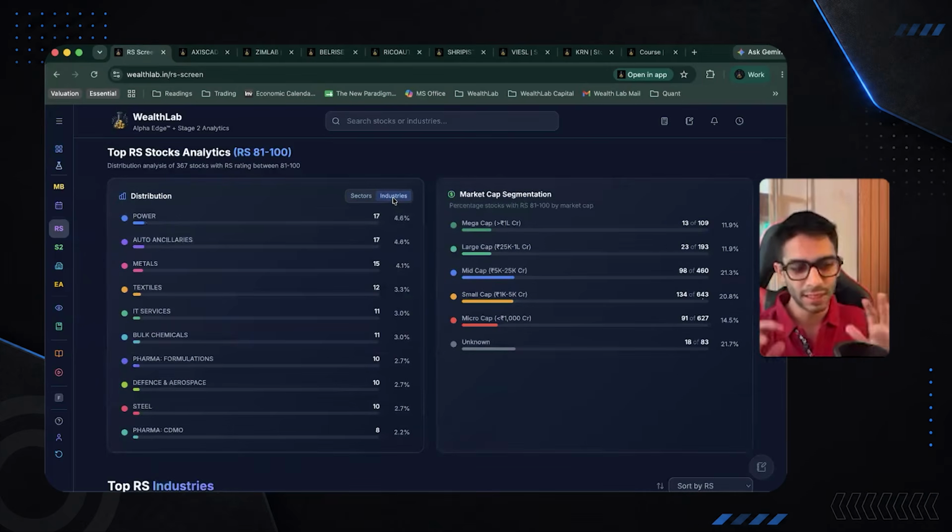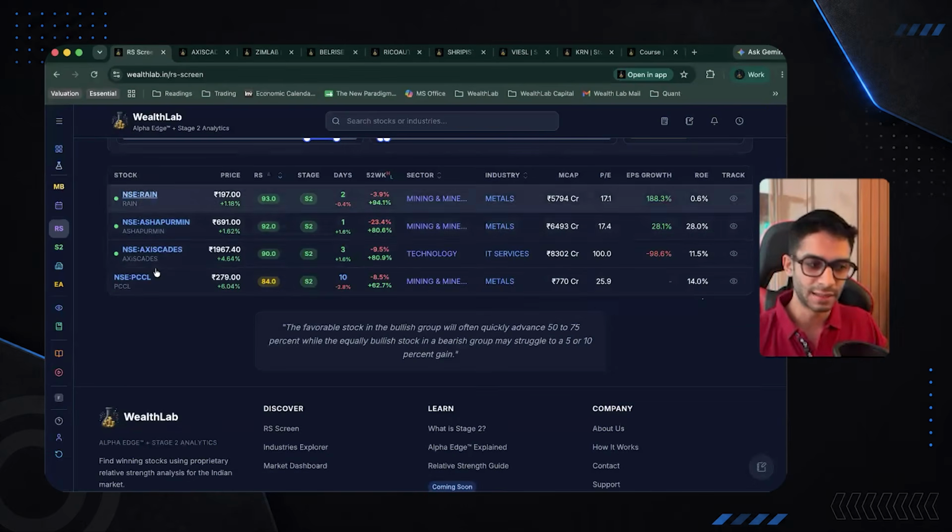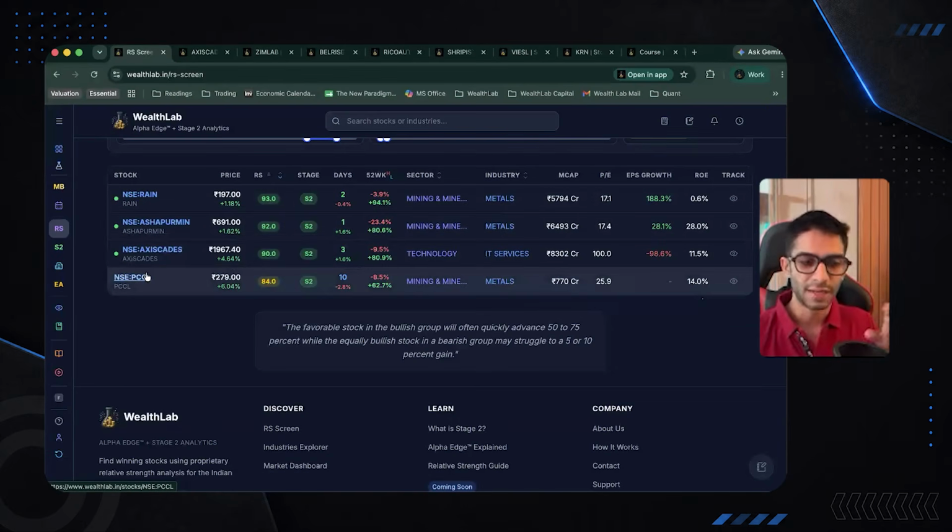But this remains my broad focus list. I can look into steel and metals, because they are also in the top 10 industries. So I can just click on metals and look at what is there: Ashapur is there, Rain is there, PCCL is there. I can look at them, and this becomes my broad watch list. This is a part of my daily scans. So these have come in. This is what is moving. This is where the strength is, and I'm always aware of where the market is.